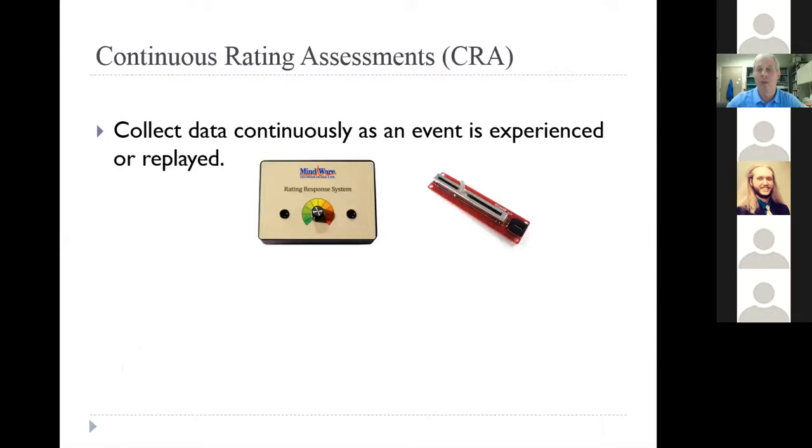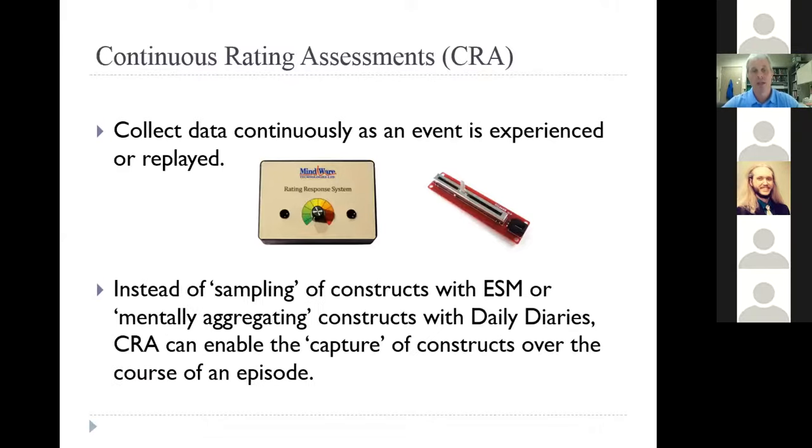And this can involve using a rating dial, perhaps, where they range on a bipolar scale from one extreme to the other, or a slider. The idea is that whenever people are experiencing a change in some psychological process, they'll simply move the dial or the slider to reflect that change. So instead of sampling a construct as we would with experience sampling, or asking people to mentally aggregate constructs as we do with daily diaries, continuous rating assessment can allow us to fully capture constructs over the course of an entire episode.